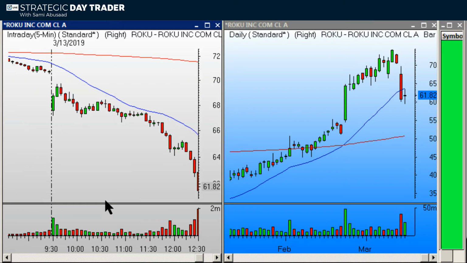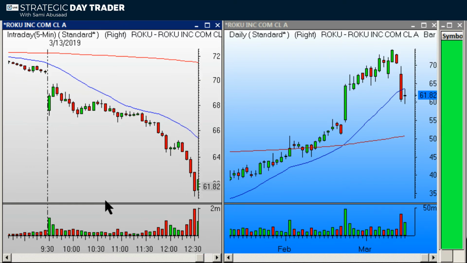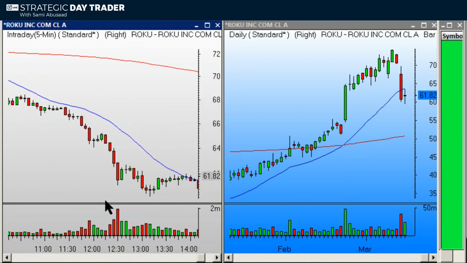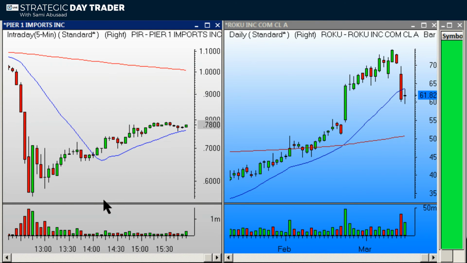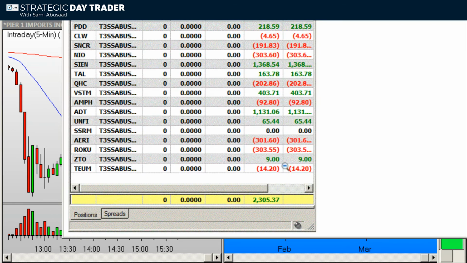So again, novice sell volume in this example, but it didn't really lead to a bottom. It led to a temporary bottom, and the stock continued lower. Okay? That happens sometimes. PIR today, that was the bottom, and it never looked back, basically. It never made a new low. But Roku yesterday, it lost money.